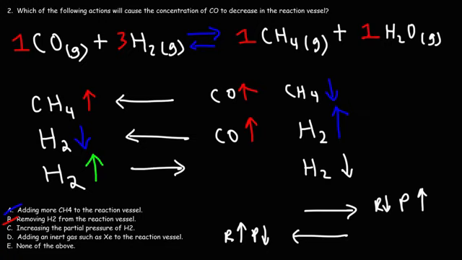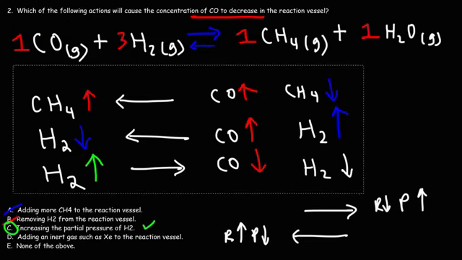And as it shifts to the right, it's moving away from CO, CO being a reactant. So this time, CO is going to decrease in value. So that's how we can cause the concentration of CO to decrease. We need the reaction to shift to the right, away from the reactants, causing this to decrease while the products go up. So answer choice C is the correct answer.